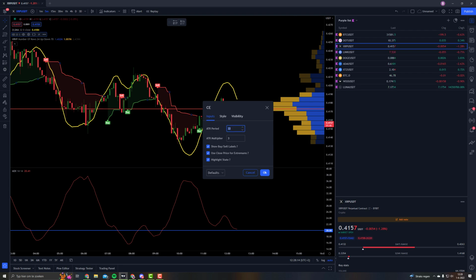In the chandelier exit, we want to change some settings. The ATR should be 1, and the multiplier is going to be 1.85.